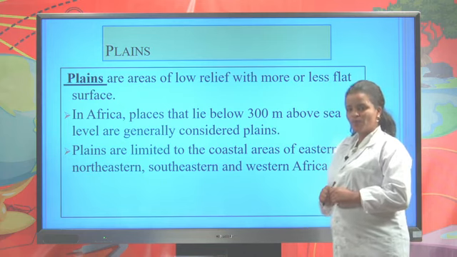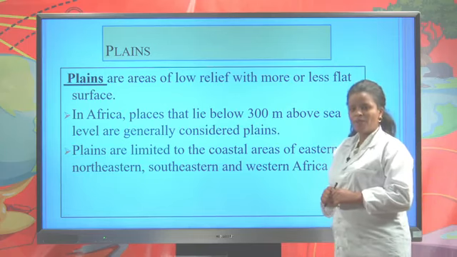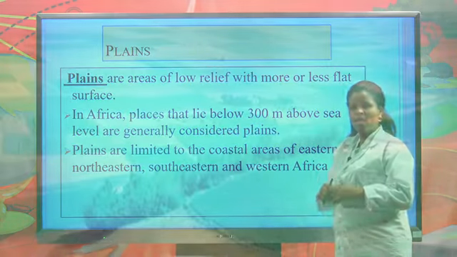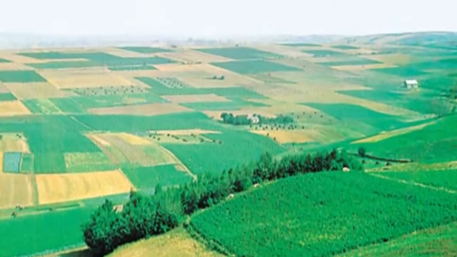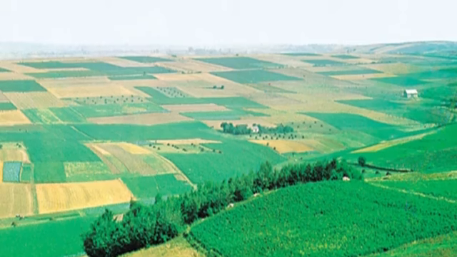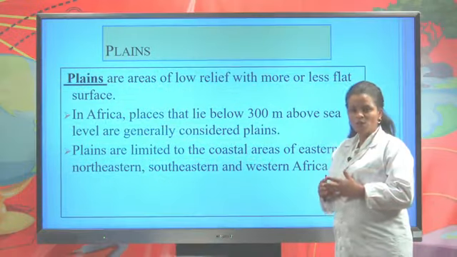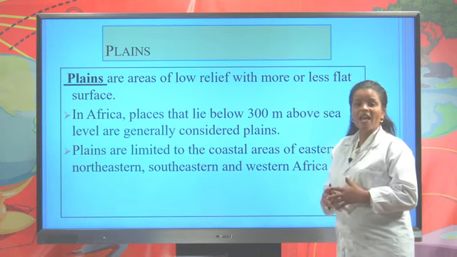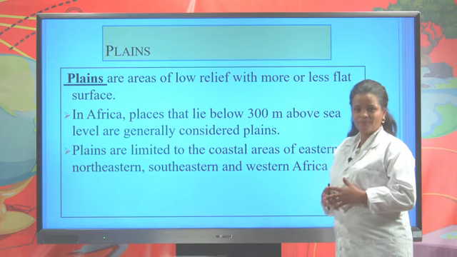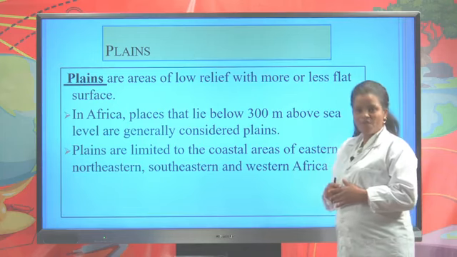Students, let's move to the third land feature of Africa, that is plain. What is a plain? Plains are areas of low relief with a more or less flat surface. In Africa, places that lie below 300 meters above sea level are considered plains. These plains are mostly limited to the coastal areas of eastern, northeastern, southeastern, and western Africa.